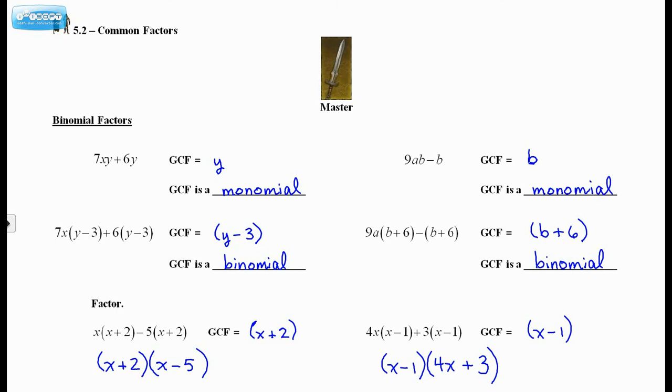Now hopefully you notice that in questions such as this, in the end, we end up creating a product of two binomials. Whereas before, when we were factoring, we would have just a monomial out in front, and then we would have a binomial or a trinomial over here. So really the only difference now is that the GCF that's now in front is a binomial.